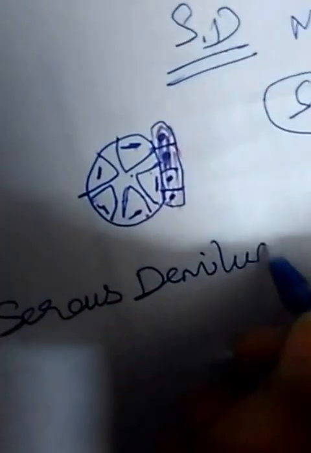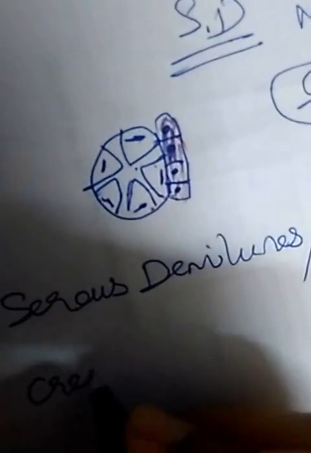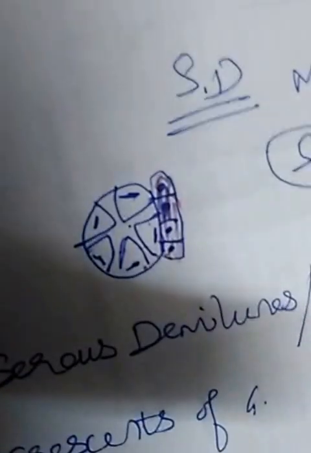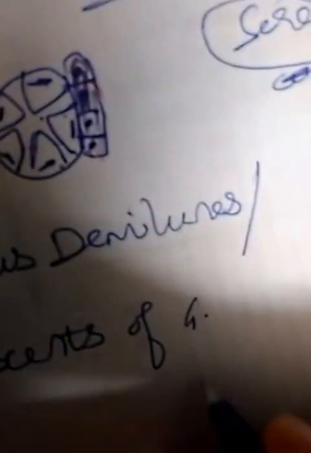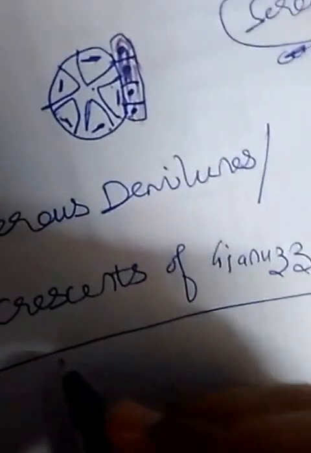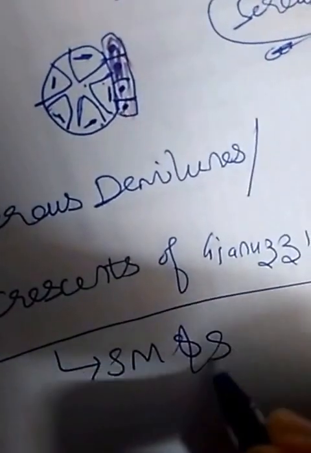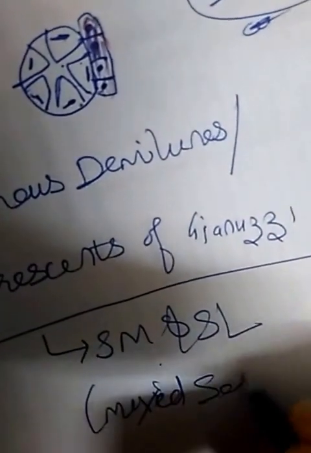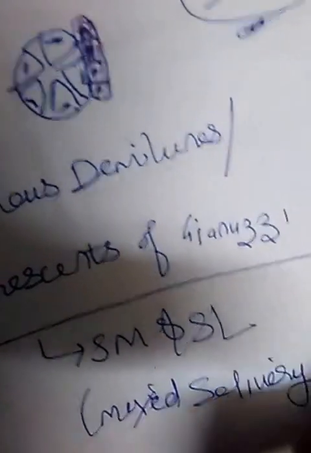And one more thing, sometimes they will not give the word serous demilunes. They will ask you crescents of Giannuzzi. Crescents of Giannuzzi are present in, again you will answer submandibular and sublingual gland, or you can simply say in the mixed salivary glands.